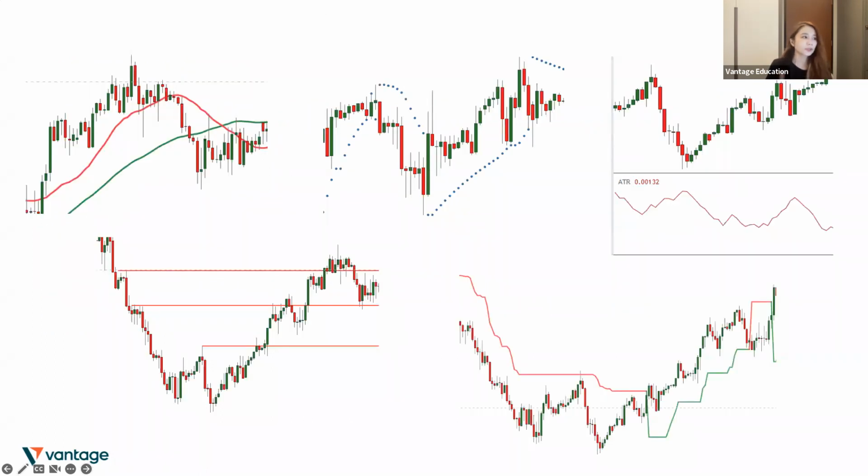Okay, so now we have different types of indicators that allow us to use as stop loss. The first one is very obvious: our moving average. Second one is our parabolic SAR. Third one will be our ATR. And then the last two are the most uncommon ones. These are just our price action levels.